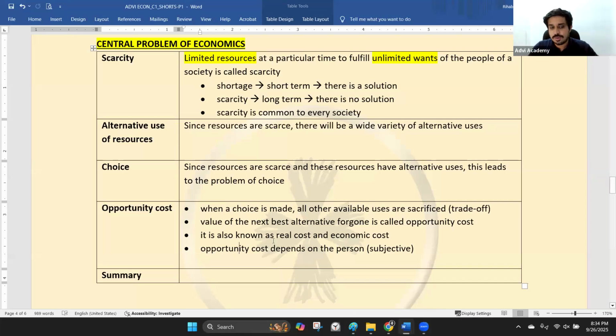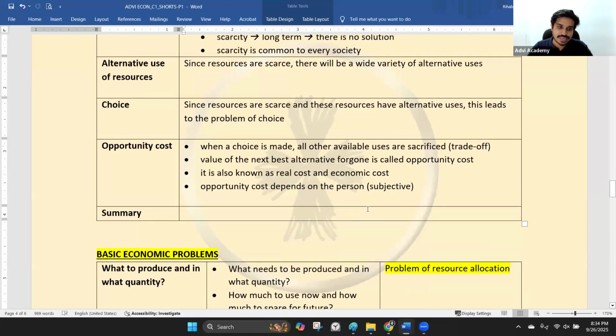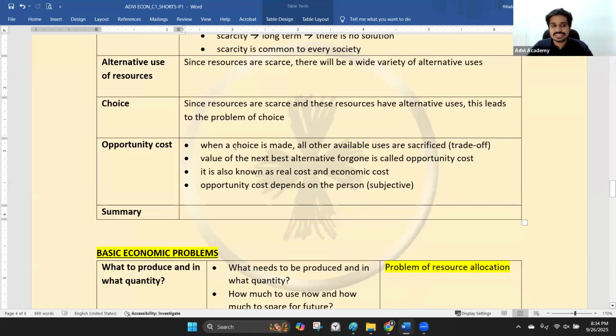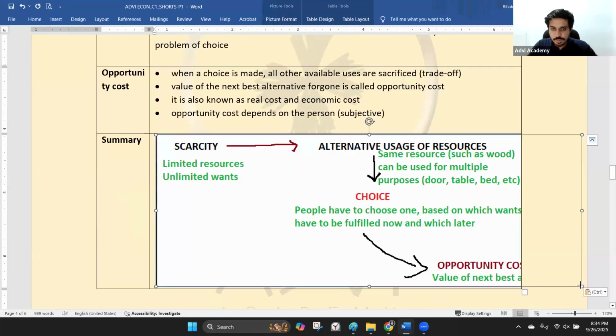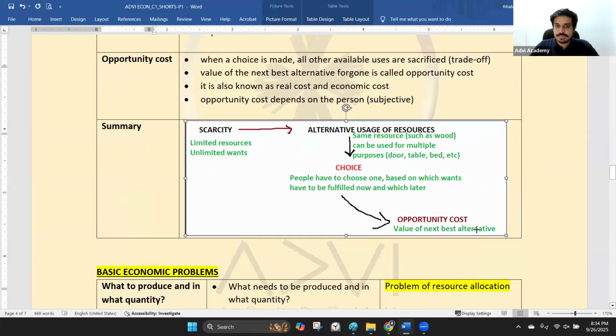And you also know that opportunity cost is the real cost, the economic cost, and we also know that it's very subjective. Okay. So the summary of this central problem of economics is this. This is the basic summary. If I put the summary, I can put it in the form of this note. You have to remember this, by the way.